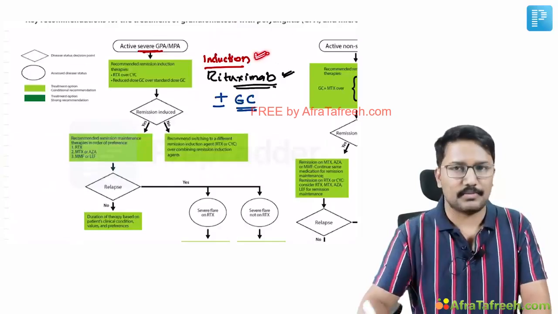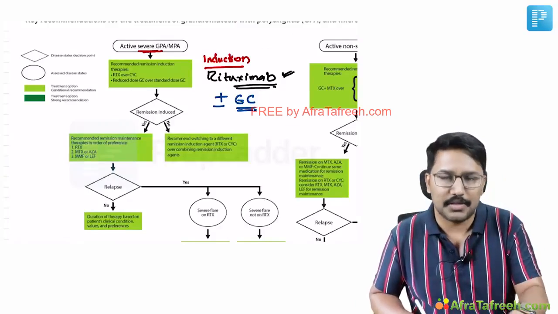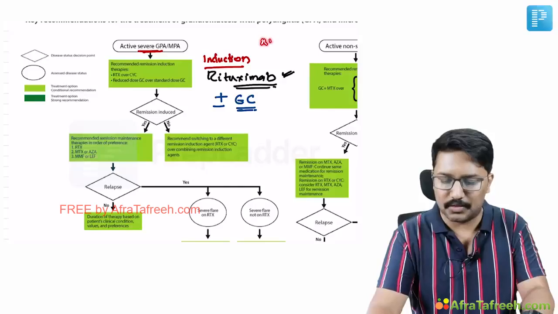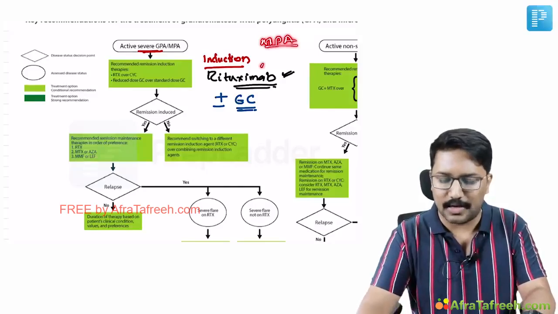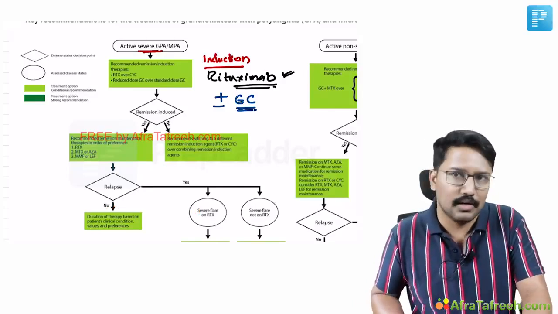MCQ-wise, mostly they will ask this: what is the agent of choice for induction of remission in patients with active severe GPA, or in other words, in patients with MPA also? That is rituximab. Rituximab is favored over cyclophosphamide. This is the first point we are learning today.